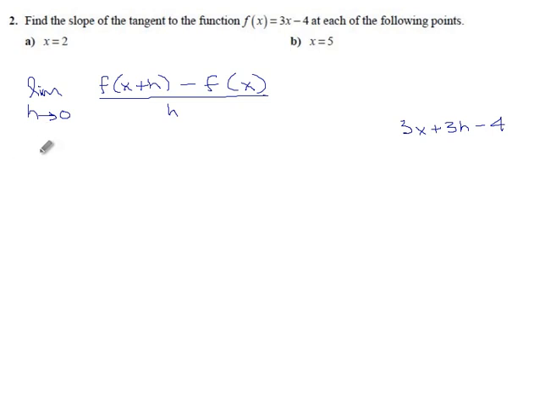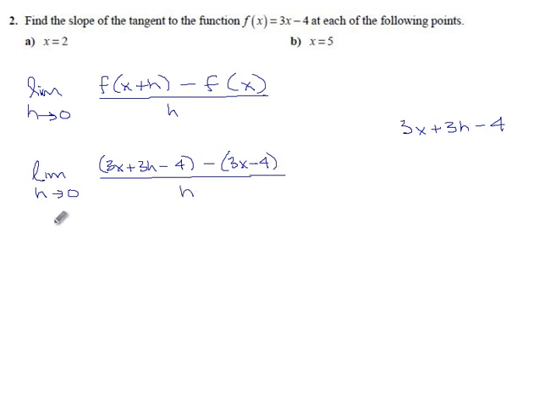Now that we have that, we can set up our limit formula. The limit as h goes to 0 of f of x plus h is all this stuff, 3x plus 3h minus 4, minus f of x, which is 3x minus 4, all over h. Now, how much does that clean up?